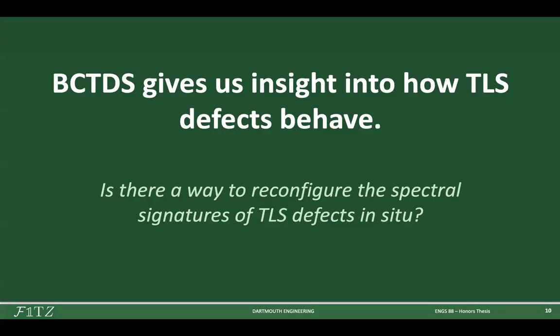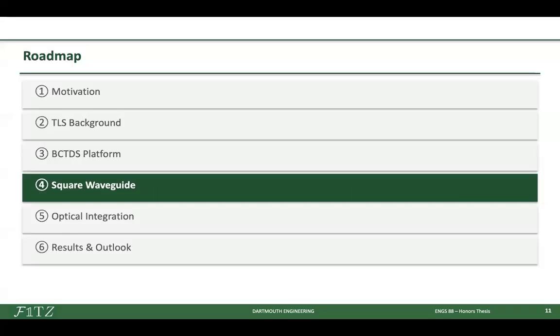So now that we have BCTDS, is there a way to reconfigure the spectral signatures of TLS defects in situ? Meaning, are we able to change these spectral signatures when the device is already in the dilution refrigerator, without opening it up and making any changes?